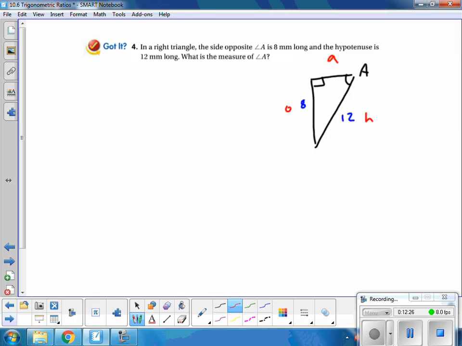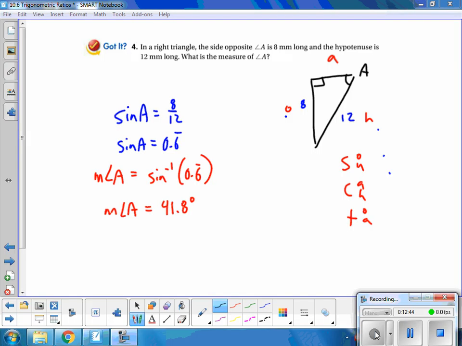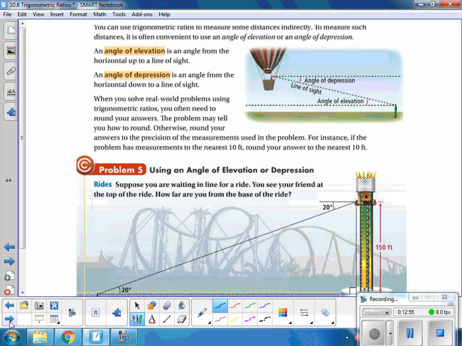And if I SOHCAHTOA this, and yes, I do write it for all of them, I can see that I have the opposite and I have the hypotenuse. So opposite and hypotenuse, I see that I'm going to be using sine. Press pause and see how you do. All right. 41.8 degrees. Hope you got that. Hope you and SOHCAHTOA are becoming good friends.